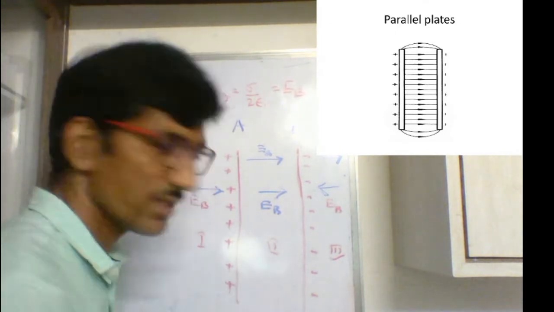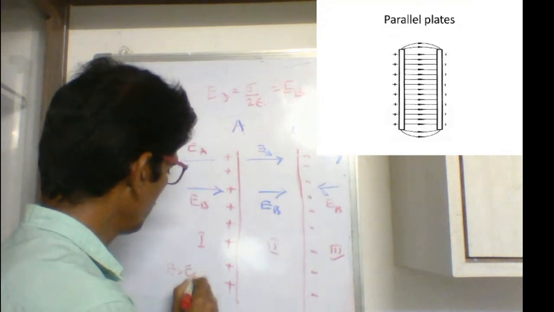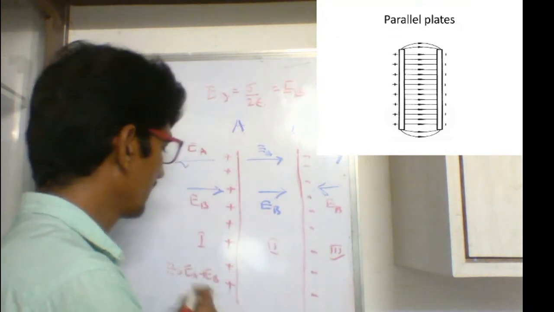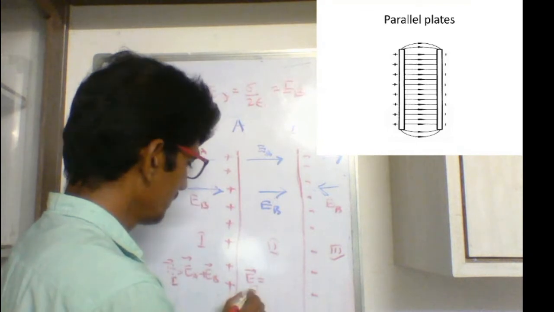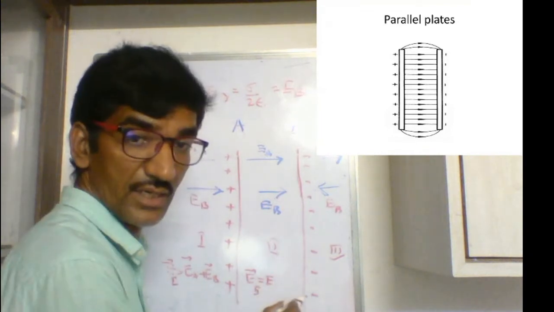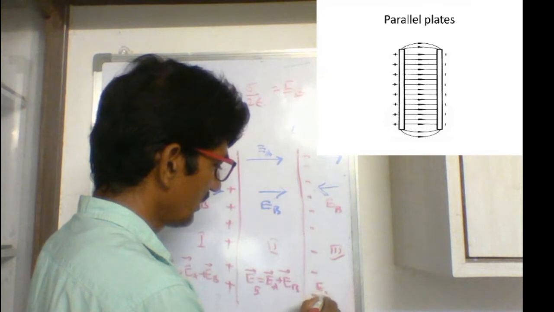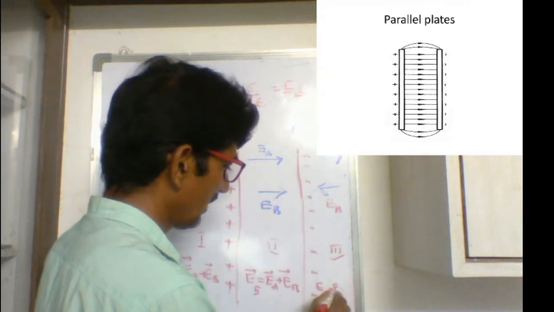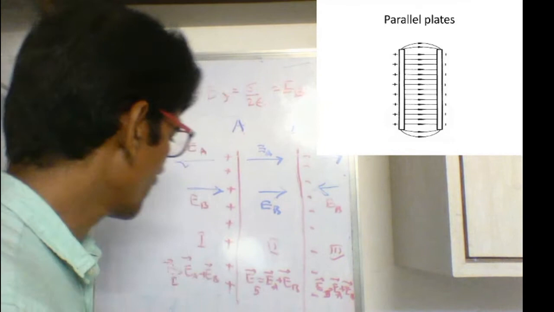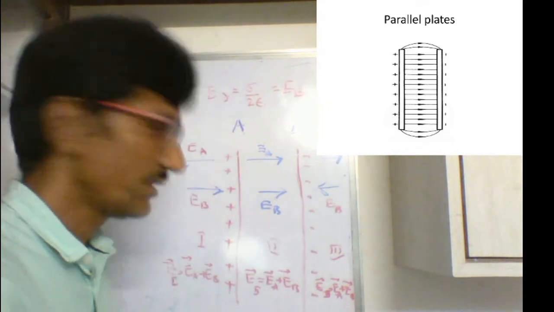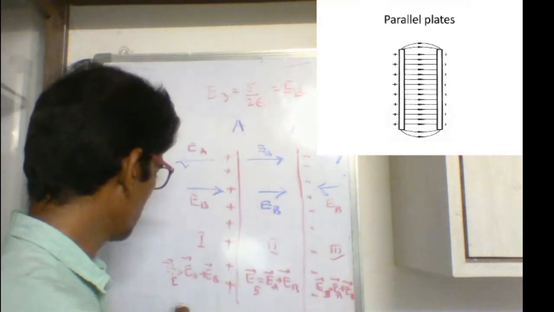Now apply the superposition principle separately in each and every region. In this region, E is equal to EA plus EB. Here also, say this is E1, say this is E2, E is equal to EA plus EB. Here also E3 is equal to EA plus EB. These are all vectors. Now you come to know the total electric field in region 1, in region 2 and in region 3.